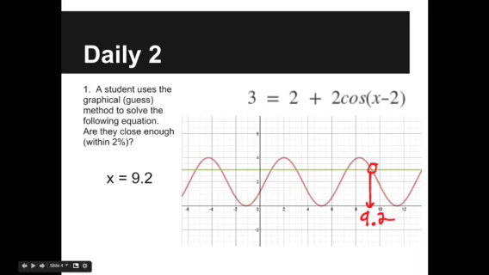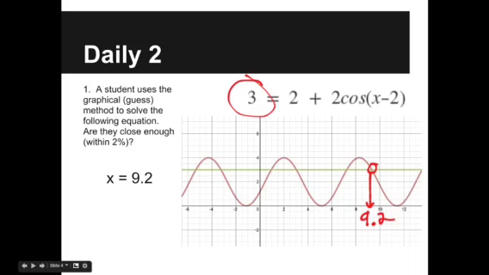Are they within 2%? The way that I didn't think about this, but it actually seems like a valid way to think about the problem is, if you took that value of 9.2 and plugged it in for x, how close are you to 3? Are you within 2%? That wasn't my intention. This is what I was trying to get at.